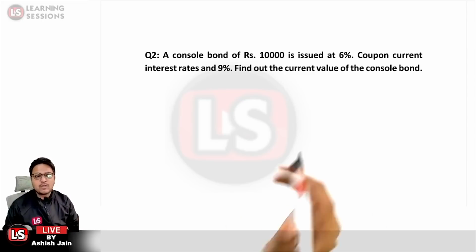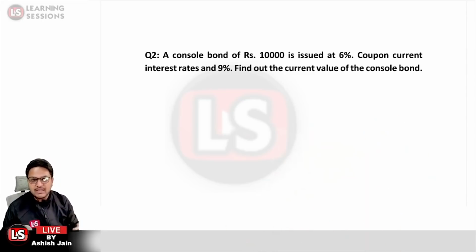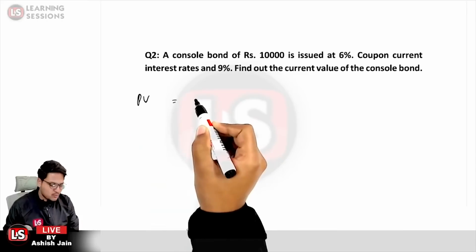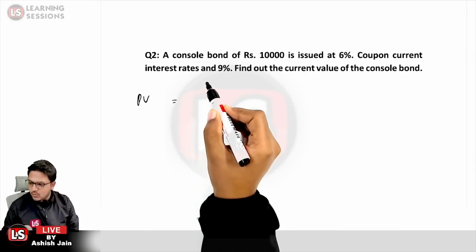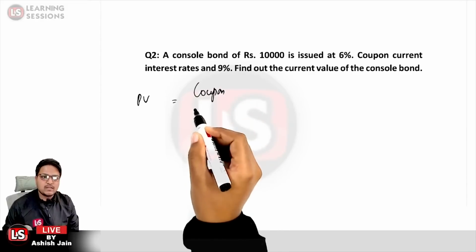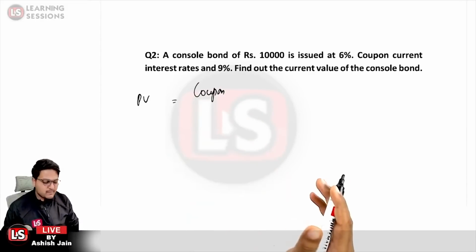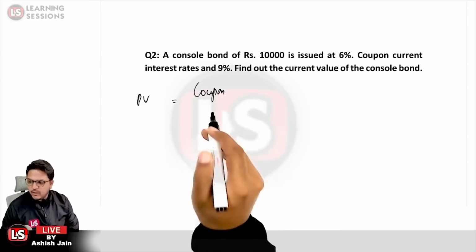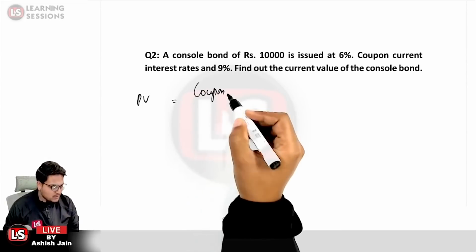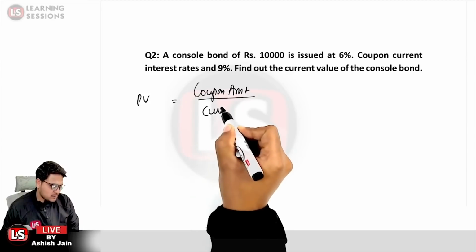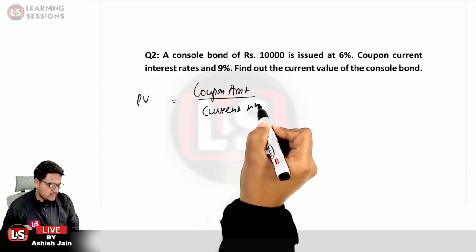Okay, so if we need to calculate the current value of the console bond, that's quite easy. You just need to do one thing: the present value of the console bond is equal to the coupon amount that you are receiving divided by the current interest rate. Divided by the current interest rate, that will be it.